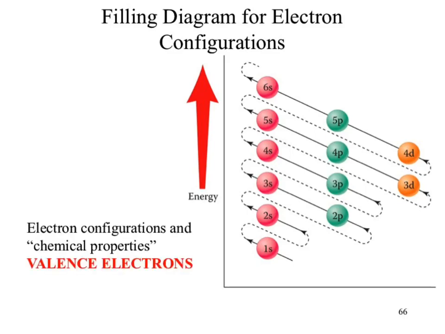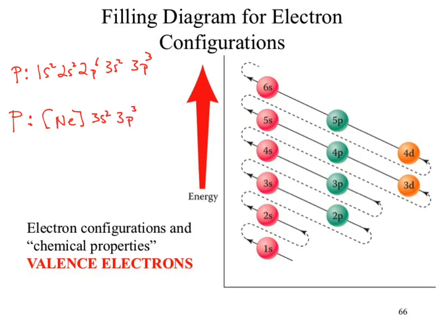The last thing we really want to get at, which is super, super important because it applies to our chemical properties, is this valence electrons idea. When I looked at phosphorus, there were really two ways that we could have written out that electron configuration. 1s2, 2s2, 2p6, 3s2, 3p3. Or we said phosphorus, I'm tired of writing, neon, 3s2, 3p3, right?